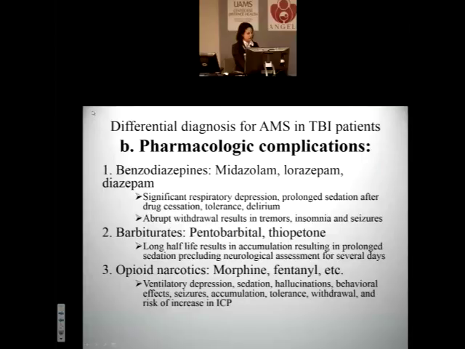Opioid narcotics, again, we're very familiar with these medications. They do have all the same side effects that we know about. Ventilatory depression, sedation, hallucination, delirium, behavioral effects, seizures, accumulation, tolerance, and a few studies have even pointed to a risk of an increasing intracranial pressure, especially with IV morphine being used in the acute state.